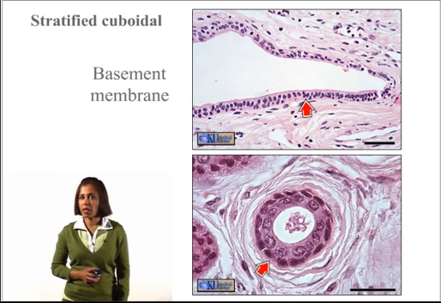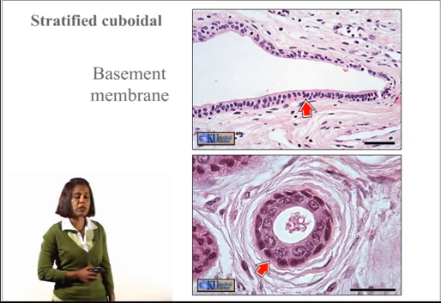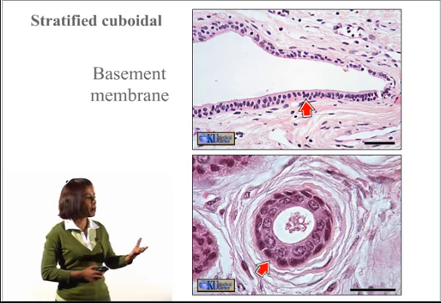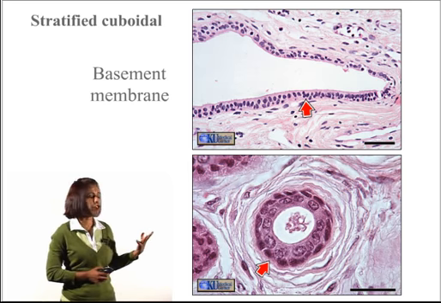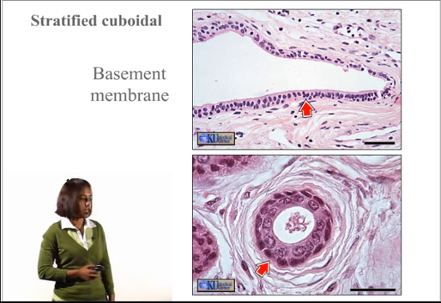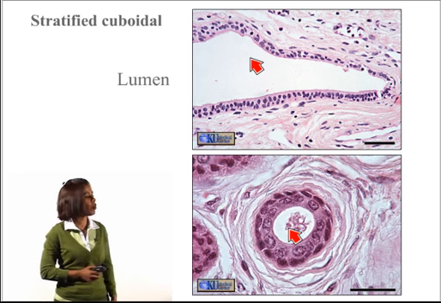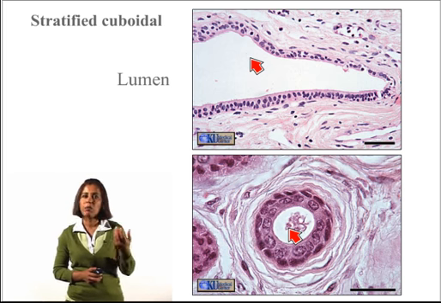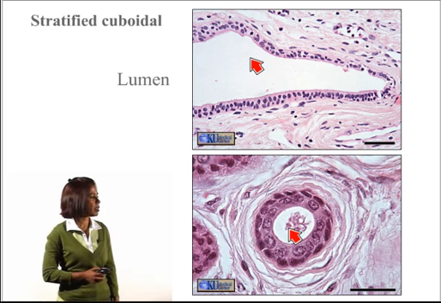Again, you can see the basement membrane in both the images. And the top image is one taken from a very large duct. The lower image is taken from a smaller duct, and it's also under higher power, the lower image. You can see the lumen again, and in the lower image you can see some material in the lumen because it's been taken from a duct.